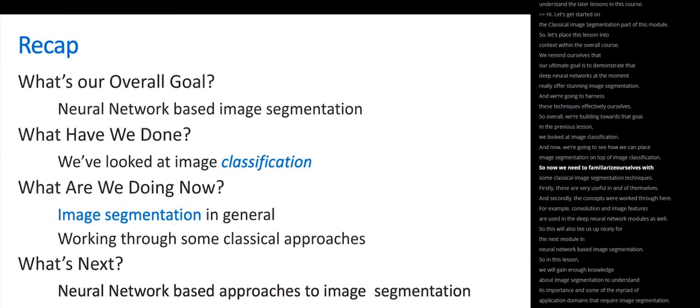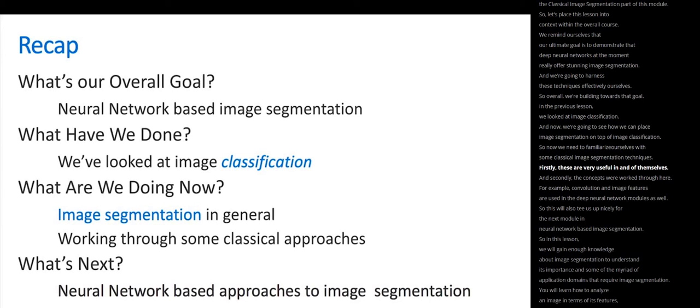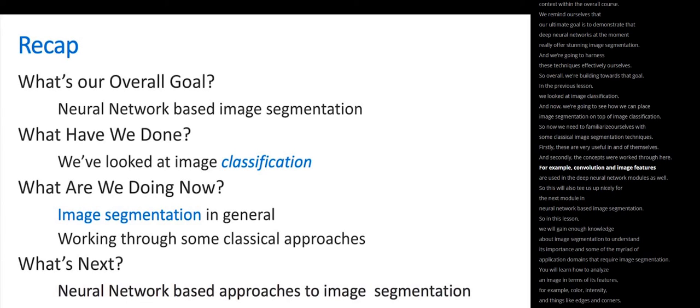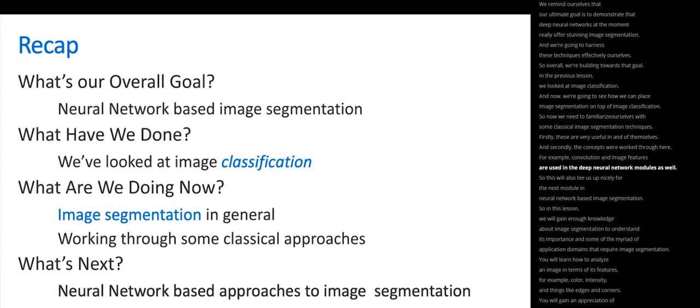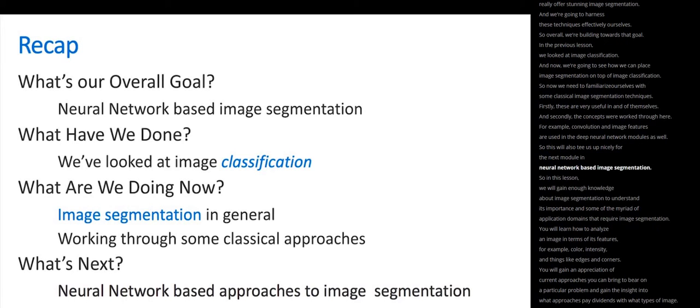So now we need to familiarize ourselves with some classical image segmentation techniques. Firstly, these are very useful in and of themselves, and secondly, the concepts we'll work through here, for example, convolution and image features, are used in the deep neural network modules as well. So this will also tee us up nicely for the next module in neural network-based image segmentation.